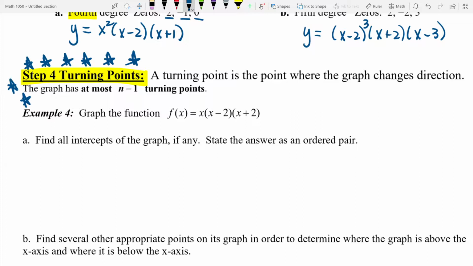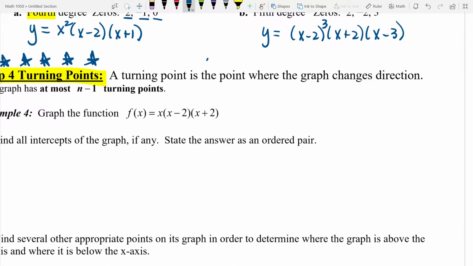So if your biggest exponent is an n, then the most number of turning points you would have is n minus 1. Let me give you an example. If you have y equals 2x to the 4th minus x to the 2nd minus 1, and I ask you the maximum number of turning points, then the answer is going to be 4 minus 1, which is 3.